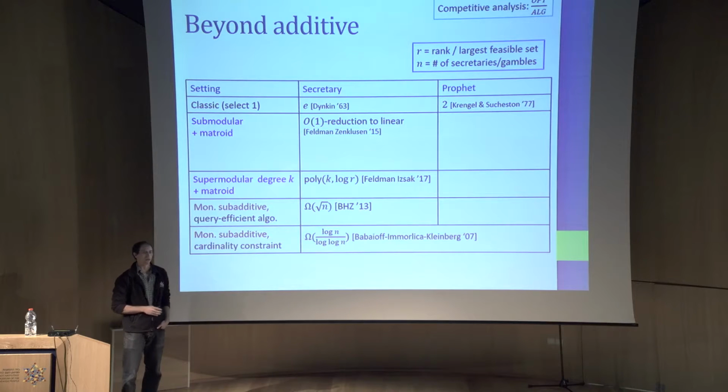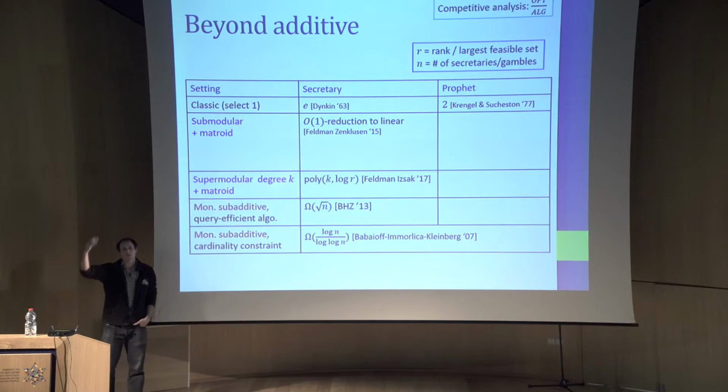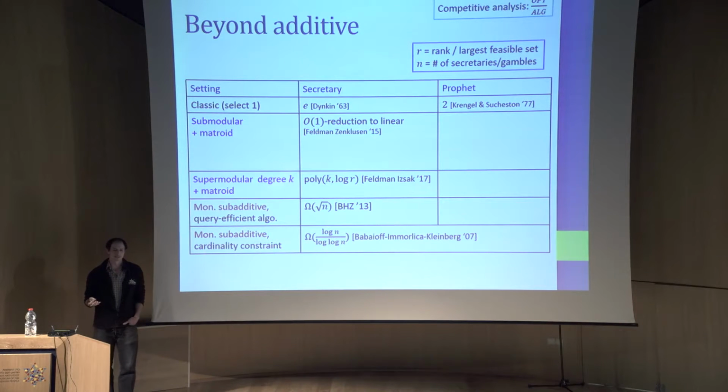So, can we say anything beyond submodular? Then sort of the next thing up is subadditive evaluations. And for subadditive, there's a root n lower bound for some restricted queries. And even if you look at the most general thing, the same log n over log log n lower bound holds, even for cardinality constraints. So just the simplest constraint possible over the secretaries you're picking.